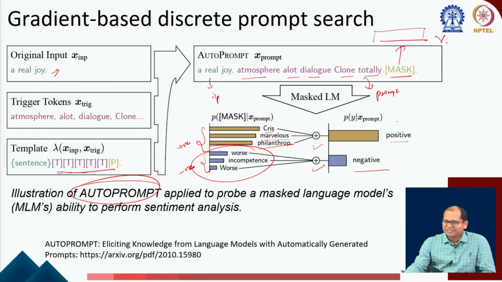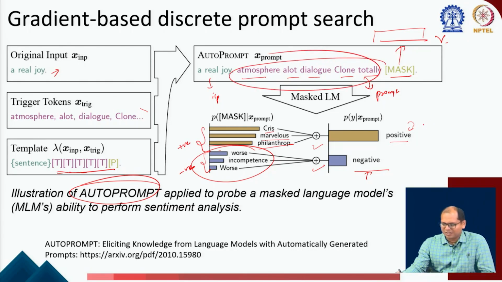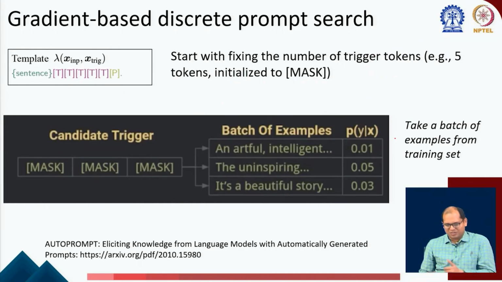And this gives you the probability of predicting the positive class given this input and the prompt, or predicting the negative class given the input and the prompt. So you see there are two interesting search procedures here. How do you identify this particular prompt, and how do you identify the label words for each class? Okay, so let's see how this method actually works.